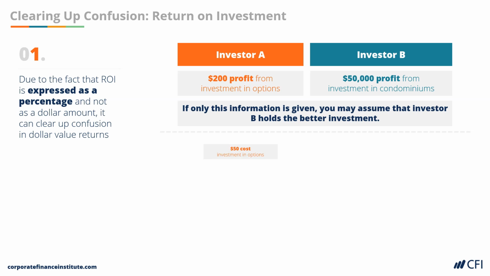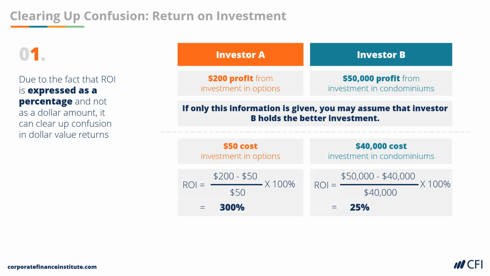What if Investor A's options initially cost $50,000 while Investor B's initially cost $40,000? That would make Investor A's ROI 300%, while Investor B's ROI would be 25%. So while Investor B had more return in dollar values, Investor A actually has the better, more profitable, and more efficient investment.